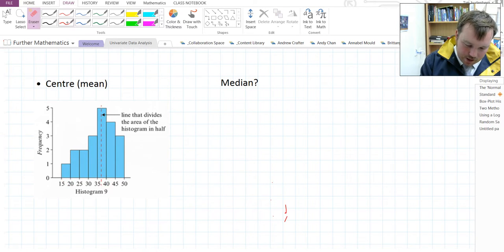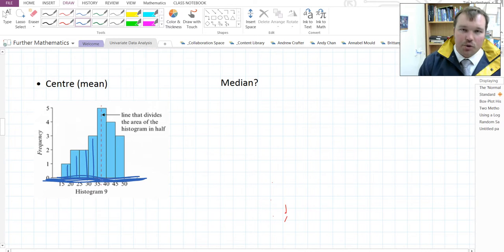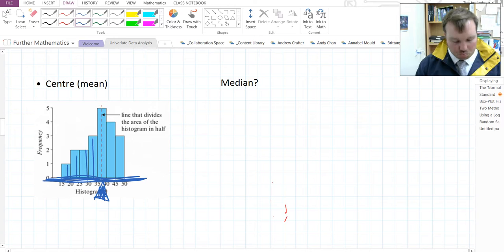Another way I like to think about it is, imagine each one of these is a stack of bricks, and they're lying on a plank. There's the plank. And you want to place a fulcrum, so place something underneath that plank so it balances perfectly. If you put a fulcrum there, it would balance perfectly.